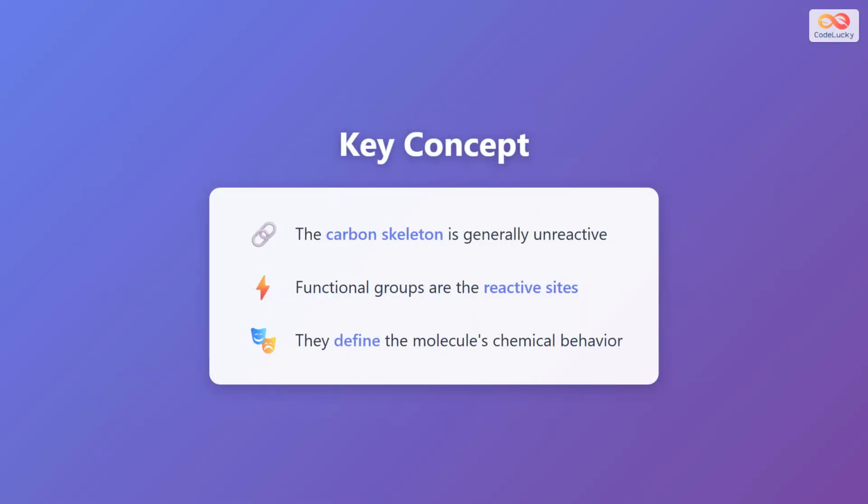Here is a crucial concept to remember. The carbon skeleton of an organic molecule is generally unreactive. It provides the framework, but it does not participate much in chemical reactions. In contrast, functional groups are the reactive sites. They are where chemical transformations occur. Essentially, functional groups define the molecule's chemical behavior. When you look at a complex organic molecule, focus on the functional groups to predict what reactions it might undergo.